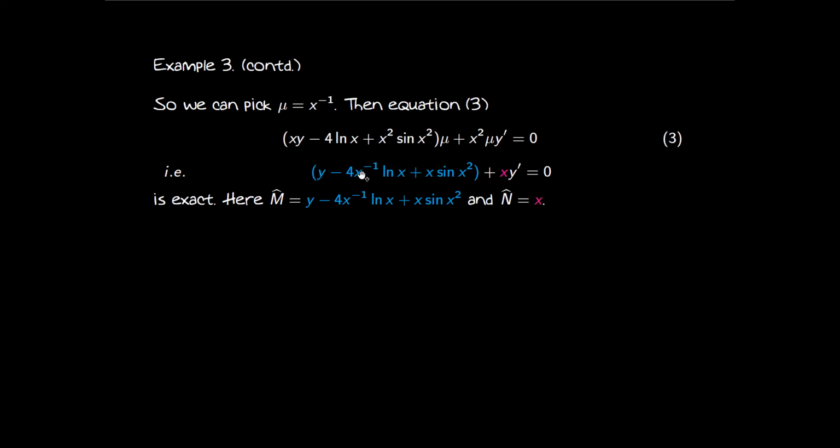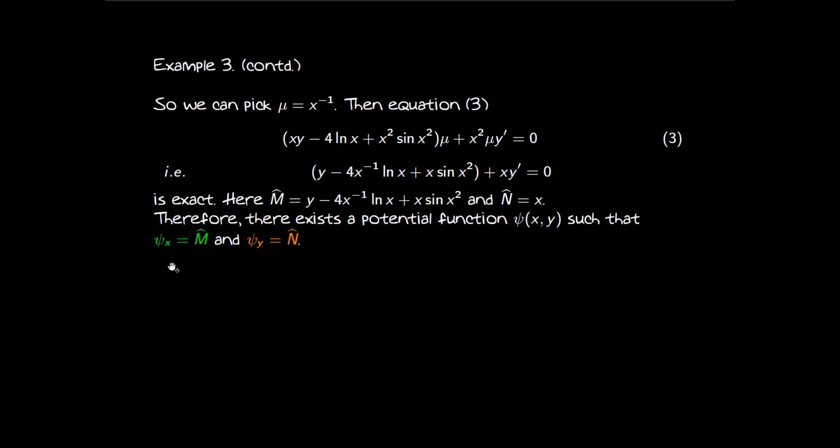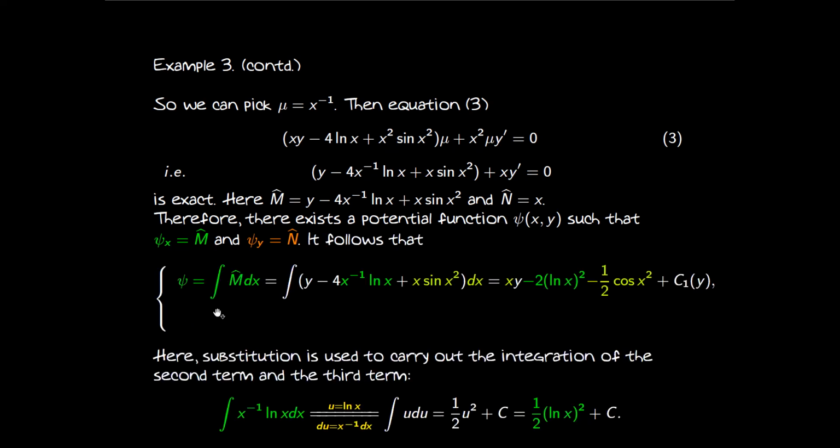Okay, now for an exact equation, we understand there's a potential function psi such that psi sub x is m hat, and psi sub y is going to be n hat, right? So we need to integrate m hat with respect to x to get psi. So here you can say, for the three terms, the first term is actually a constant, right? Because you are taking the antiderivative with respect to x. So y is treated as constant.